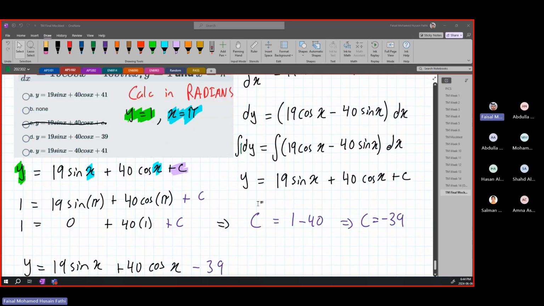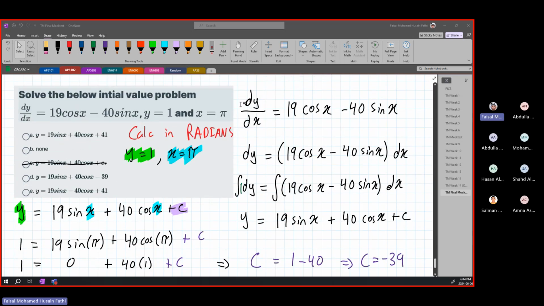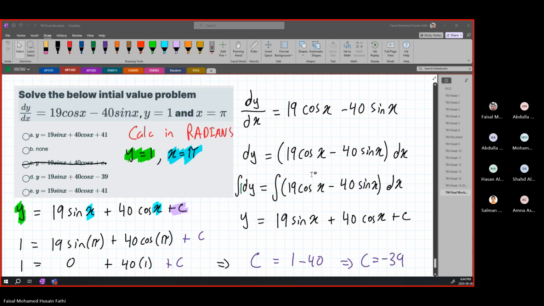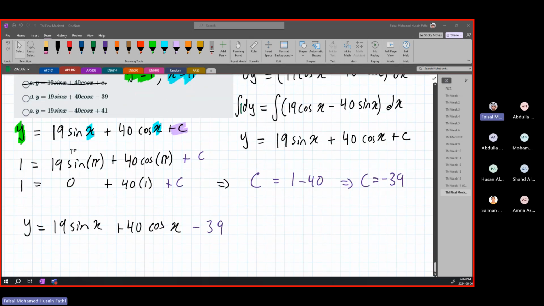One second. I think I made a mistake somewhere. Let me just check my calculation. So dy by dx, 19 minus, okay. Integration, 19 sine x plus 40 cosine x. This is correct. Plugging this back in, it is 19, 0, 40 plus 40 plus c. Yep, it is minus 39. I believe there is an actual mistake in the solution then, because my way is definitely correct. I don't see any issue here. Let me just double check one last time.